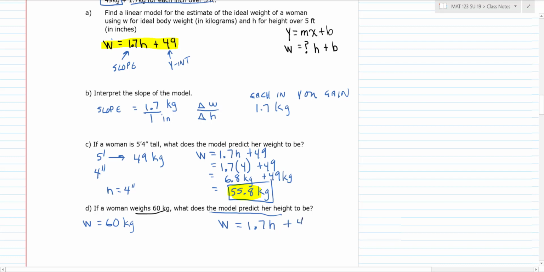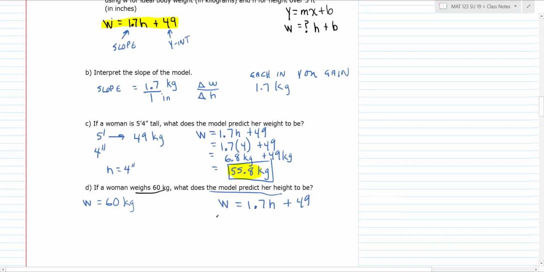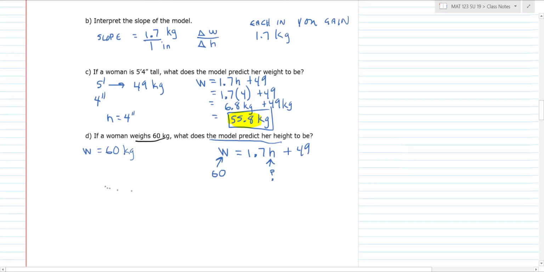Now, you have an equation that's got two variables in it. We know the weight is 60. But what we don't know is the height, so we're going to solve an equation to solve this problem then. So all we're going to end up doing is just doing 60, and that's kilograms, equals 1.7h plus 49. All right, so that's just kind of a standard linear equation.